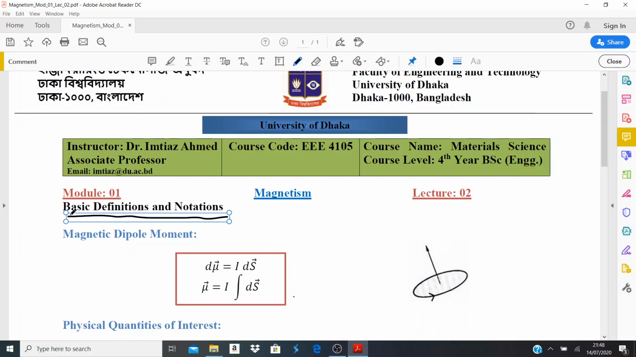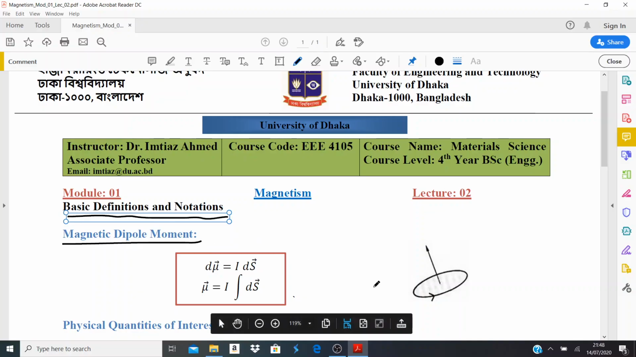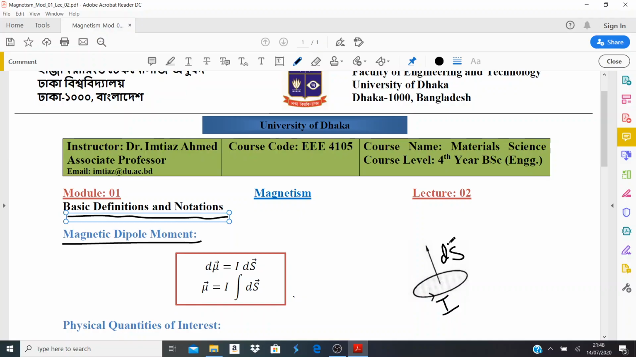In this lecture, I will try to give some basic definitions and notations that are used in the field of magnetism. The quantity that I want to discuss first is known as magnetic dipole moment. To understand what this quantity is, let's assume that we have a closed circular loop which is carrying an amount of current I. We can associate an area vector with this closed loop which is pointing outward from the loop, and we can denote this differential surface area by the quantity ds.